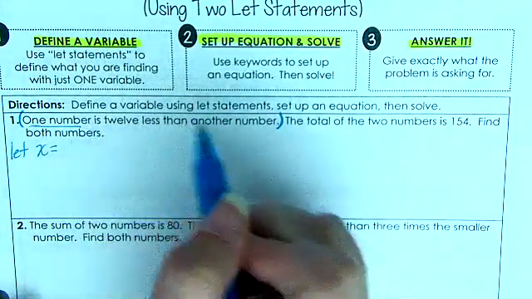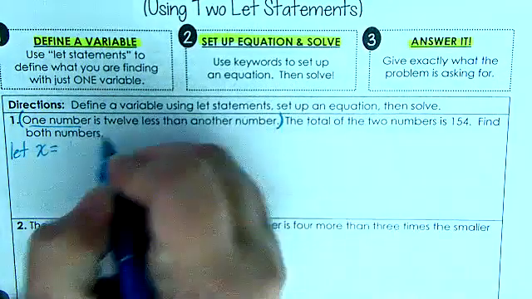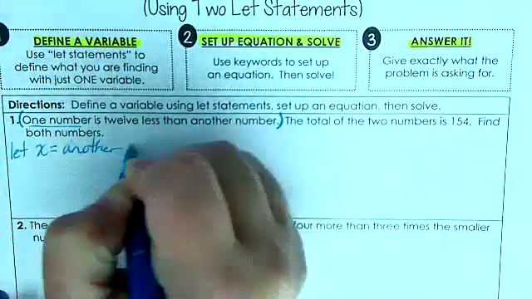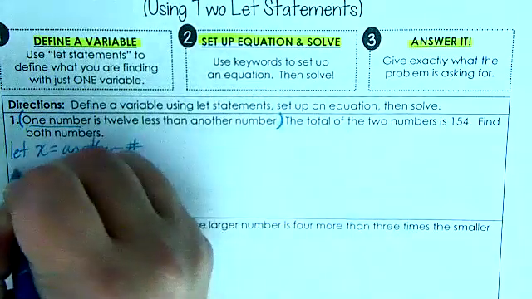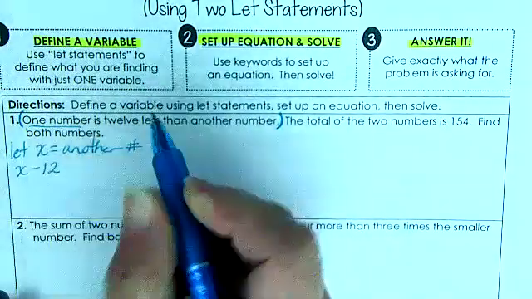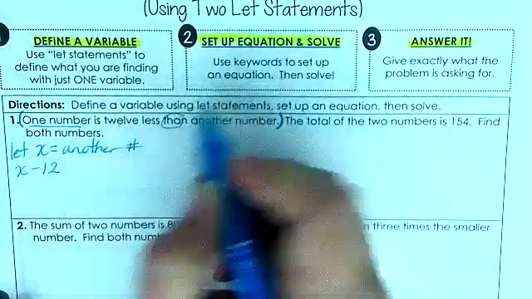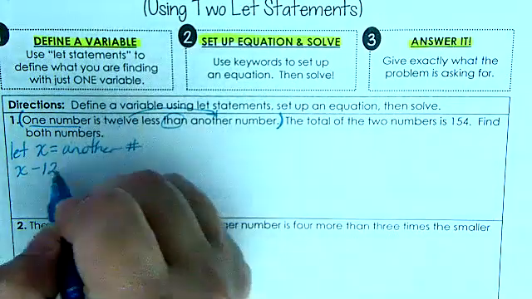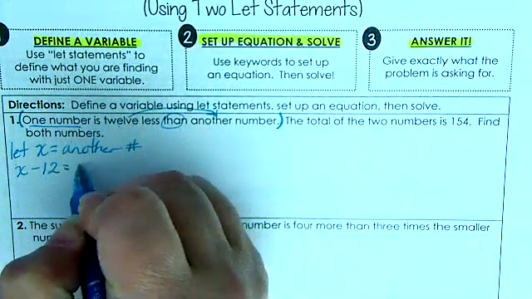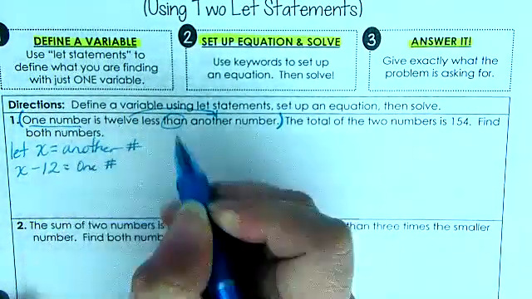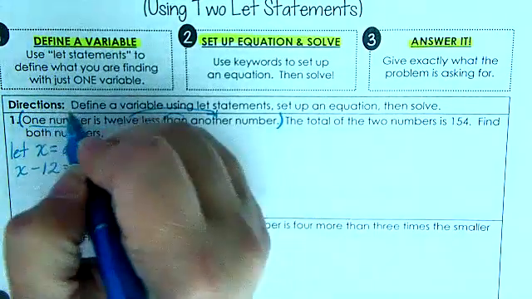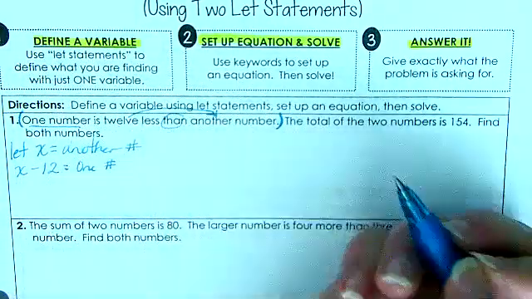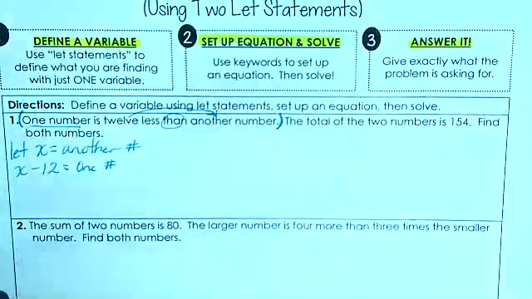One number is 12 less than another number. So I'm going to say x is another number, and x minus 12, because it's 12 less than, so that means the 12 has to go behind it. X minus 12 is going to represent the one number in this scenario, because it says one number is 12 less than another number.